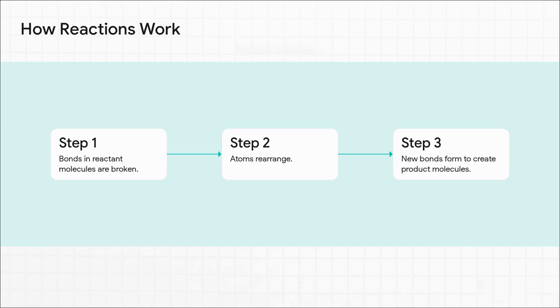It's really like a three-step dance. First, the old bonds that hold everything together just snap. Second, all the little atoms get shuffled around into new positions. And finally, boom, new bonds form, locking the atoms into brand new arrangements. It's kind of like taking a Lego car, breaking it down to all the individual bricks, and then using those same bricks to build a spaceship.